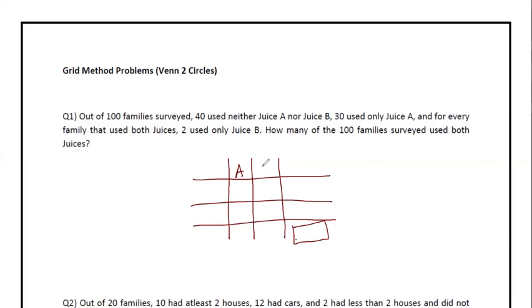So I'm going to go with juice A, families that don't have juice A, juice B, and families that don't have juice B. And the total I'm going to write down out here. Okay. Now I'll just go with the information.